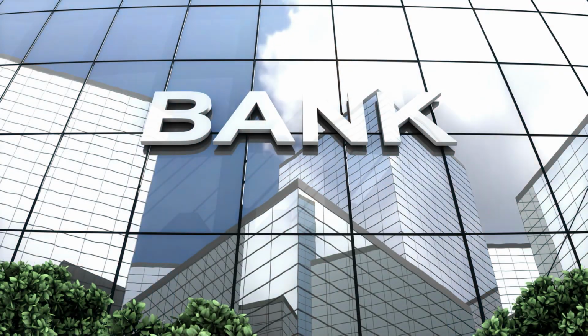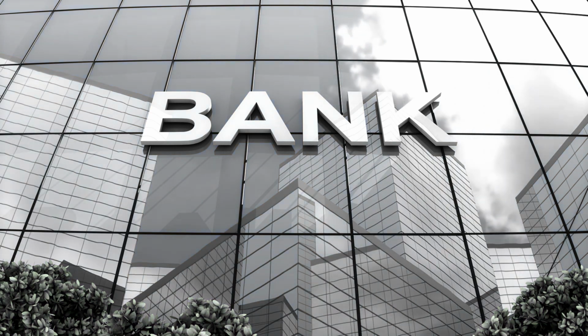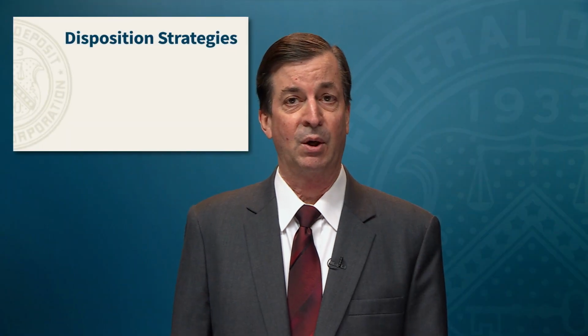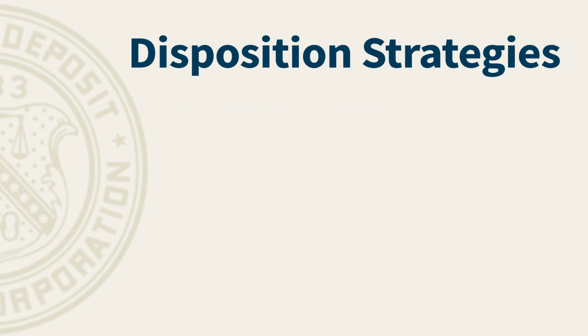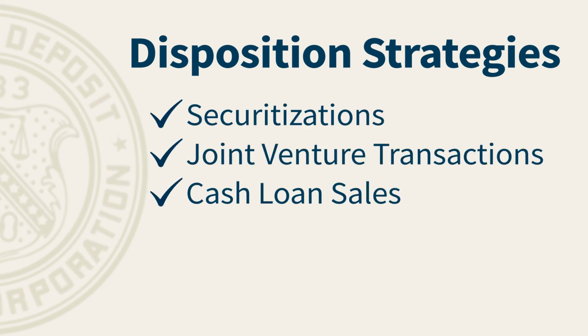Today I'm going to explain how the FDIC markets and sells assets, primarily loans, retained from a failed bank. When an insured depository institution fails, the FDIC is responsible for resolving it. We try to sell as many of the failing bank's assets as possible at the time of failure to another insured depository institution. When we're unable to do so, the FDIC uses other strategies to dispose of these retained assets, such as securitizations, joint venture transactions, and cash loan sales.